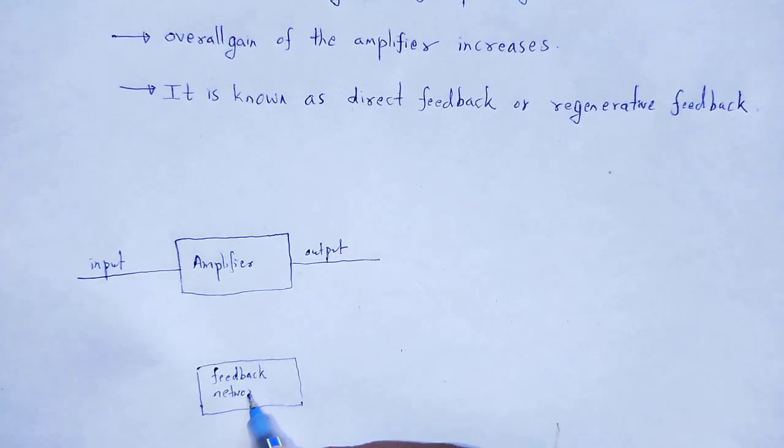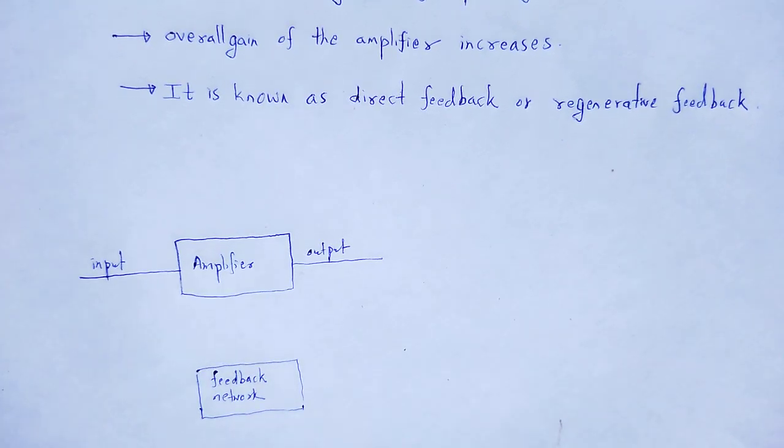A feedback network may contain active elements or passive elements. Passive elements are like resistor, capacitor or inductor. The active element is like a transistor. Whatever electronic elements may be used in that feedback network.